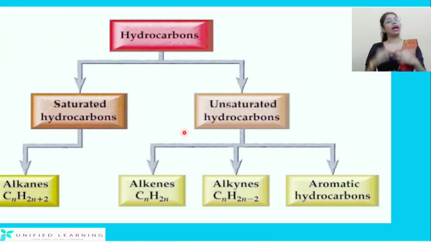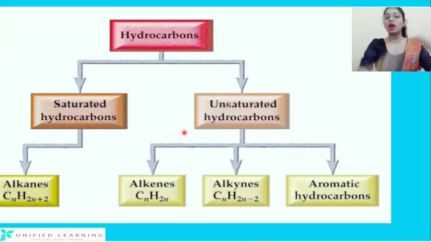Moving further with the hydrocarbons. Hydrocarbons are further subdivided into saturated hydrocarbons and unsaturated hydrocarbons. Saturated hydrocarbons are further subdivided into alkanes, that is CnH2n+2. This is the formula. And alkenes, alkynes and aromatic.